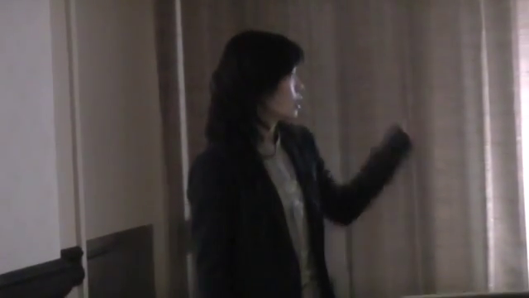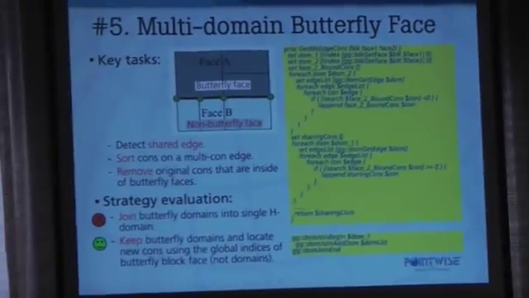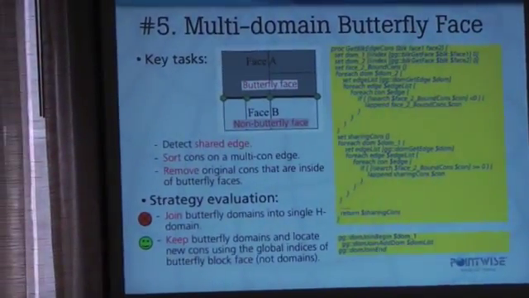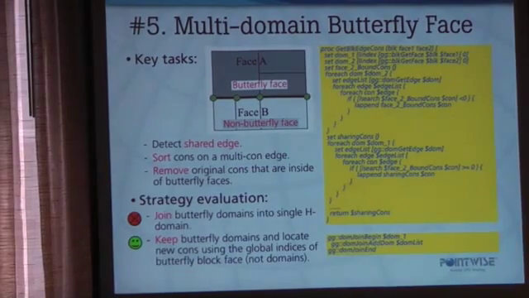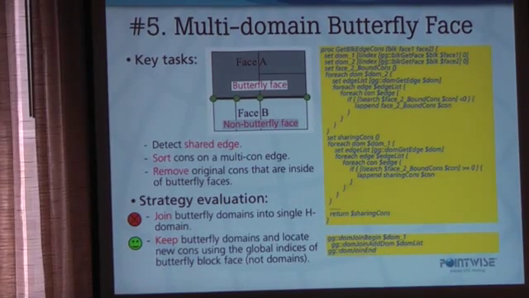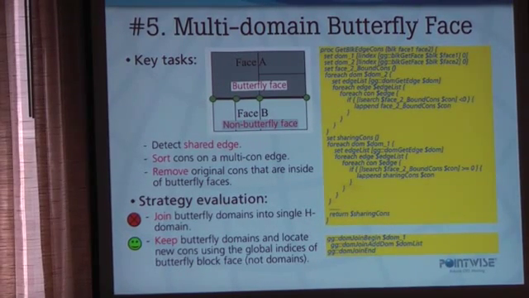The script is designed for tackling complicated scenarios, for instance, a multiple domain butterfly face. In this little example here, you can see 2 faces. The first one, face A, is a butterfly face. Face B is a non-butterfly face. In other words, you want to create new domains in the butterfly face A, but you want to keep the structure of the butterfly face B. So it actually involves several tasks.